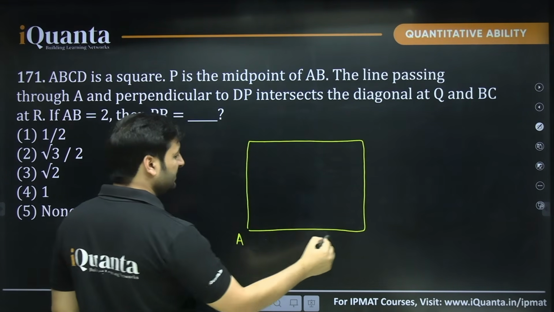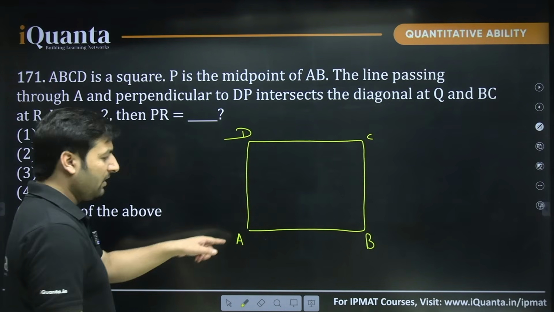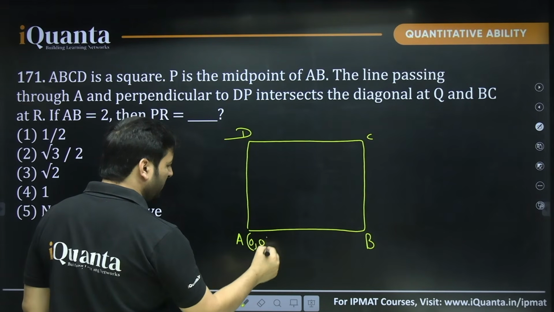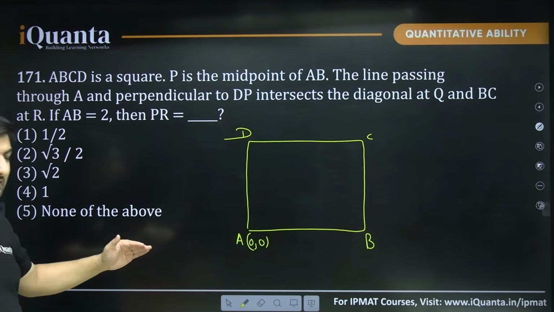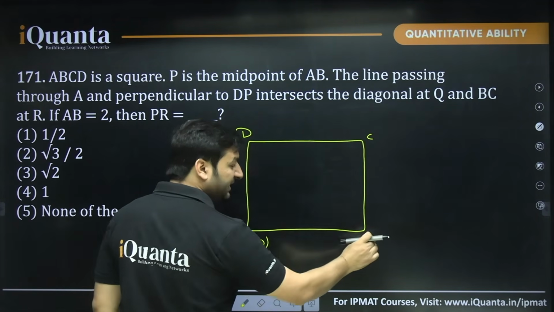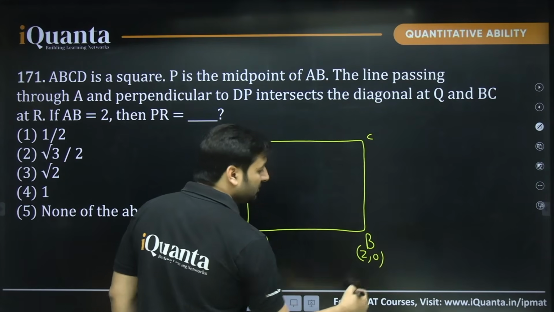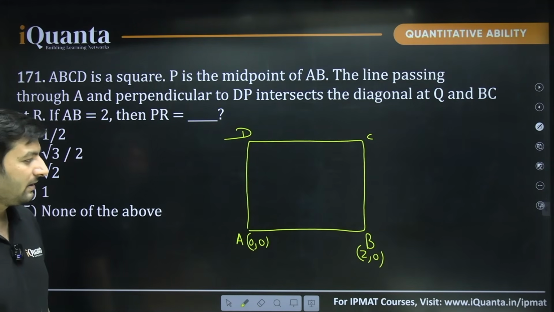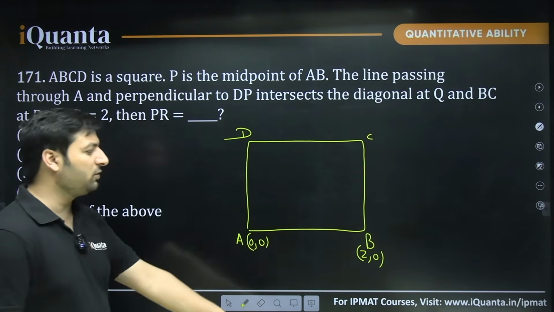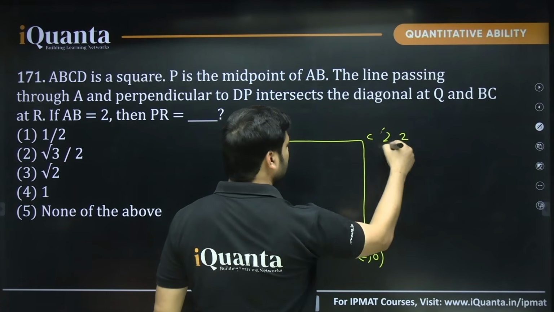Say this is A, this is B, this is C, and this is D. I'm supposing that A is at 0, 0, so this is my origin. Since the side of the square is 2 units, from 0, 0, if I go towards the x-axis 2 units forward, I'll reach 2, 0, isn't it? And obviously from 2, 0, if you go 2 units above, you will be at 2, 2, isn't it?